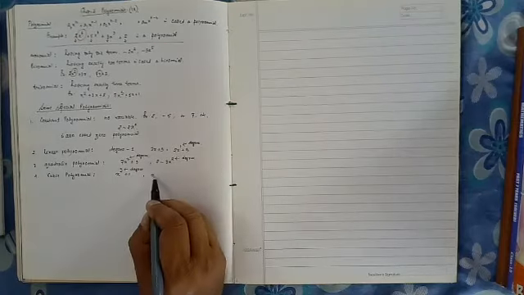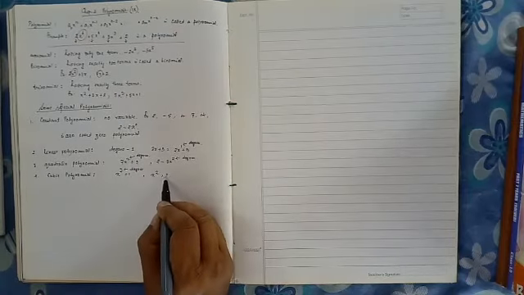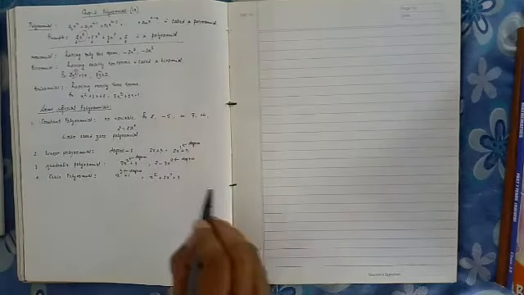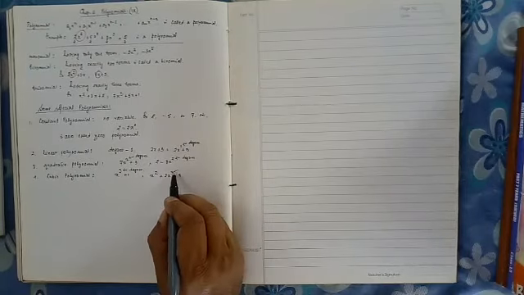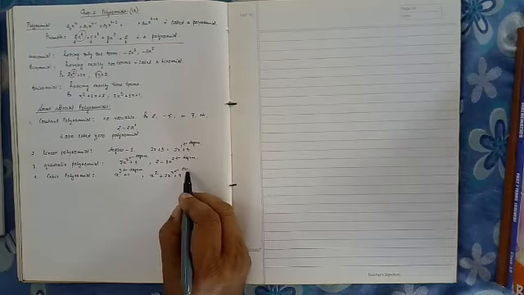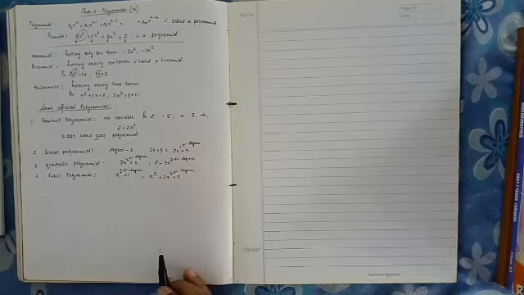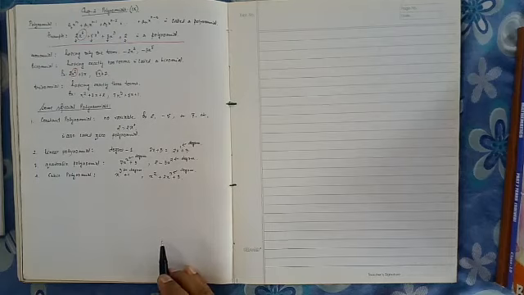Similarly, we can write x square plus 2x cube plus 3. What is the maximum power of the variable? 3. Therefore, what is the degree of the polynomial? 3. Therefore, it is a cubic polynomial. Clear?